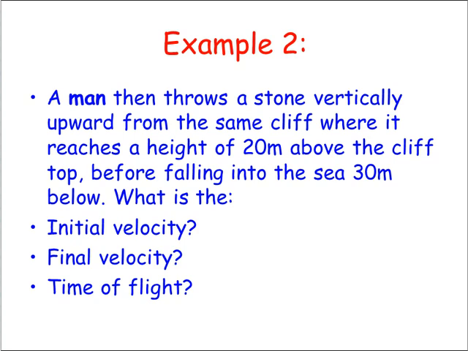So example 2, we've got a man throwing a stone vertically up, as he did in the previous example, but then it falls down from a cliff, falling 30 meters below to the sea. So find the initial velocity, final velocity, and time of flight. So this time there are a couple of variations as to how we go about solving this problem.